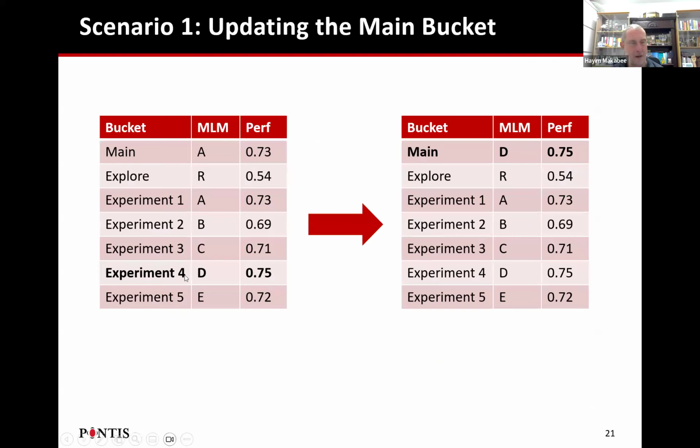You see, this experiment 4 had performance 75, which is better than the main bucket. The main bucket was 73. So I did an upgrade. So model D became the main and model A was forgotten. You see, this is model upgrade. Promotion of a model, real time, dynamically, automatically, without human intervention, I can promote my model to be the main model. Adaptable.